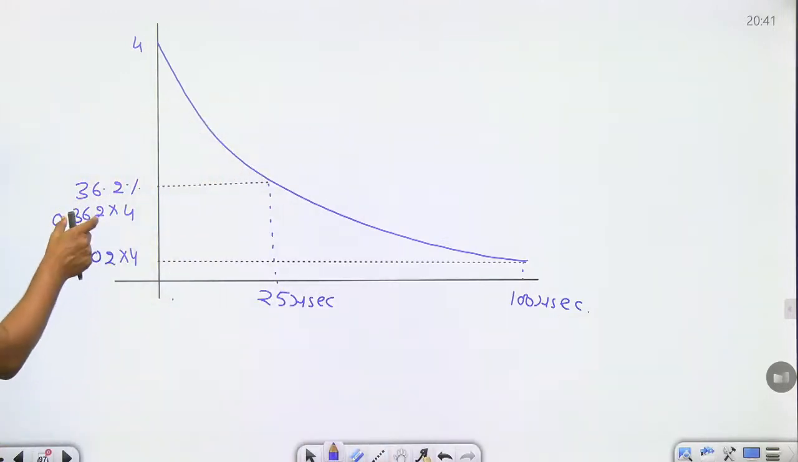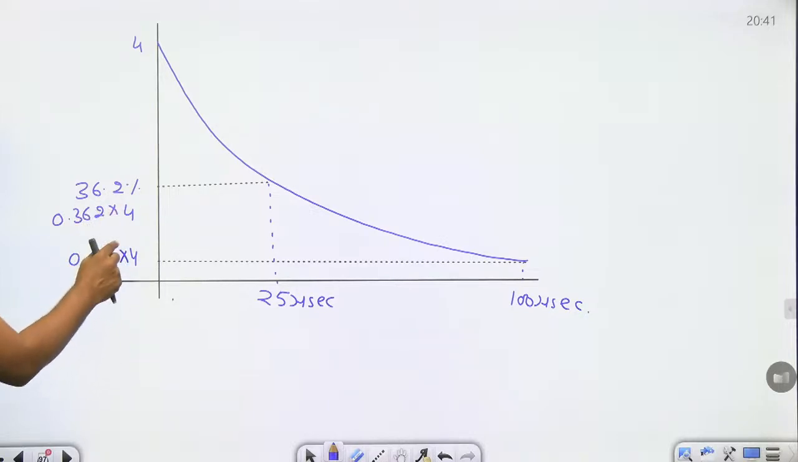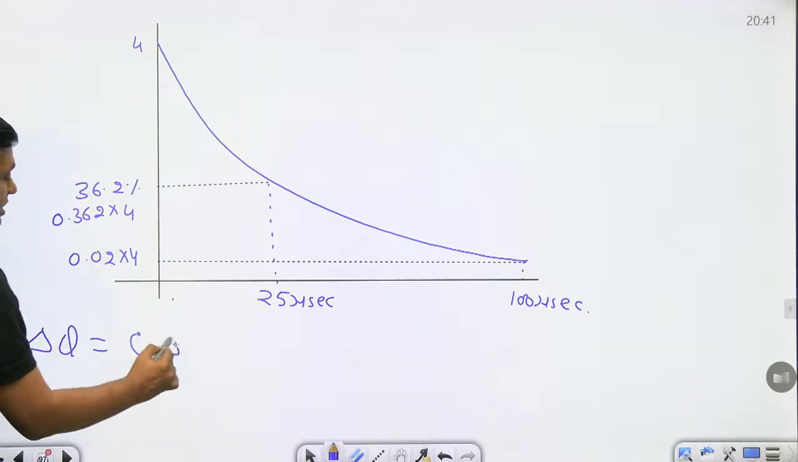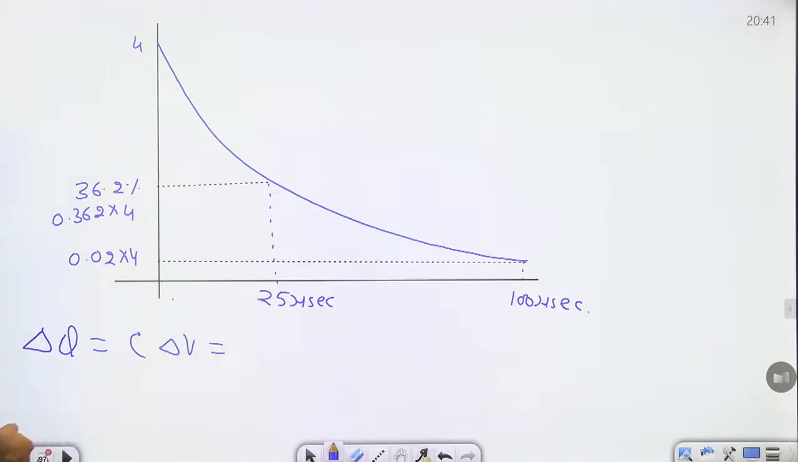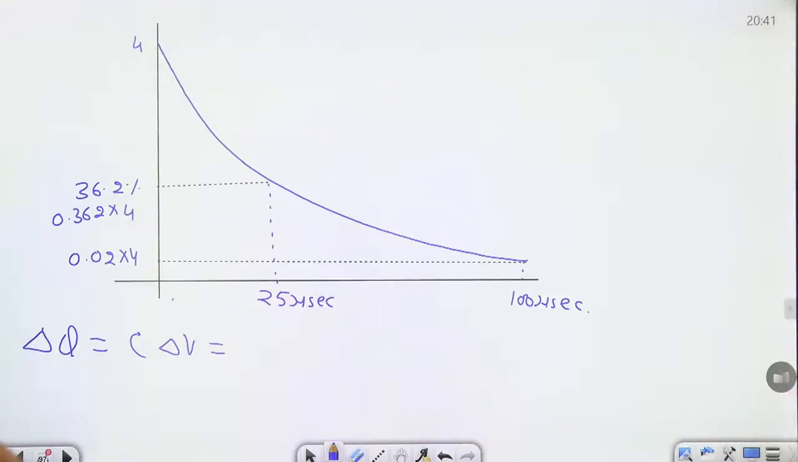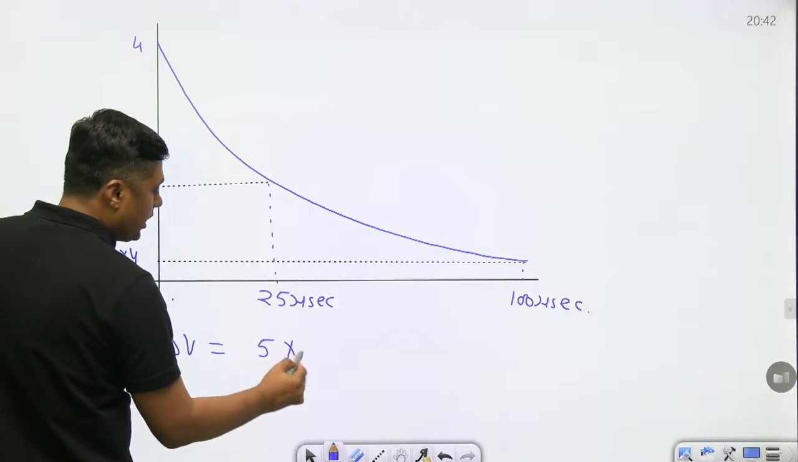25 microsecond and 100 microsecond. So what is the voltage at this point? 0.362 into 4, 0.02. So what is the change in the voltage? You can find the change in the charge. Change in the charge is given by C times the change in the voltage. Now what is the value of C? C is here 5 microfarad, 5 into 10 raised to power minus 6.